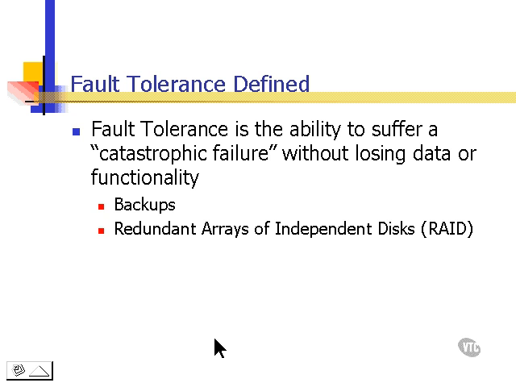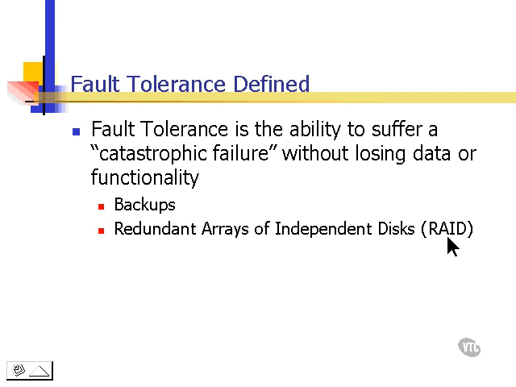Fault tolerance is the ability to suffer a catastrophic failure without losing data or functionality. A catastrophic failure to an organization could be losing a hard drive with critical information on it. Or it could be a real catastrophe, like a hurricane or an earthquake or a flood. To maintain fault tolerance, we do regular backups and we use redundant arrays of independent disks, also called RAID.